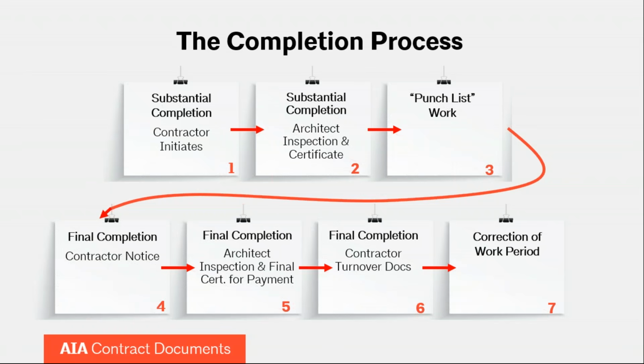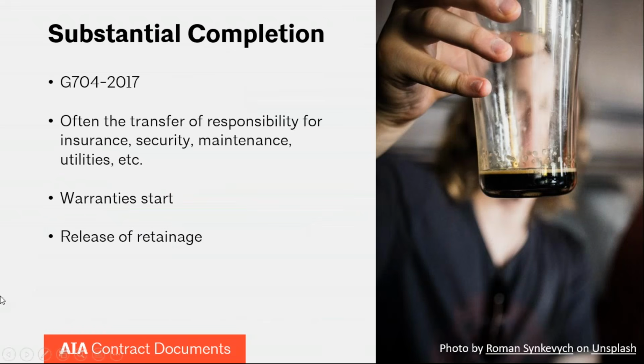Then final completion happens. The architect will inspect and certify a final payment. And then you have the contractor being obligated to provide quite a few turnover documents. Then it moves on to the correction of work period, which actually starts at substantial completion. So let's go through that in a little bit more detail.